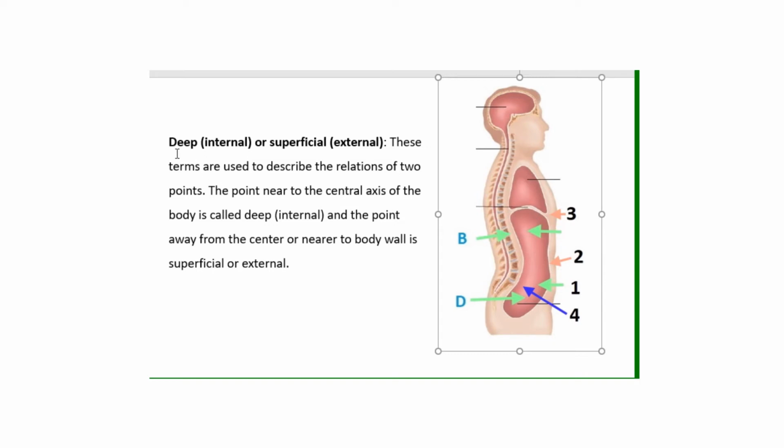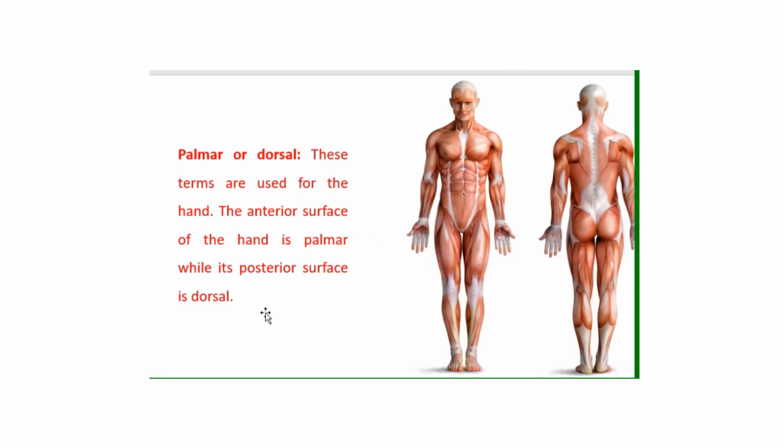So deep or internal and superficial or external describes the relation of two points to each other. Which of these points is nearer to the body wall, either anterior body wall or posterior body wall, is called superficial, and that which is deep is called deep.